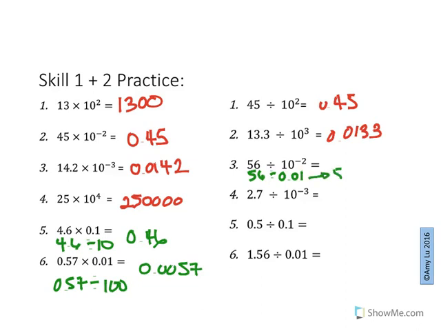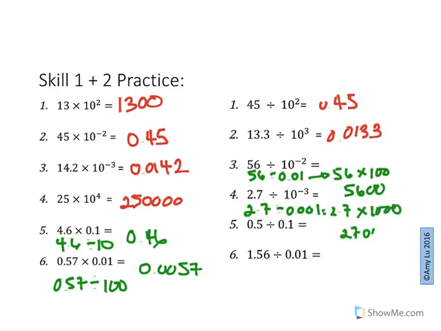Now 56 divided by 10 to the negative 2 is the same thing as saying 56 divided by 0.01, which is the same thing as saying 56 times 100. So this should actually make 5,600. 2.7 divided by 10 to the negative 3 is the same as saying 2.7 divided by 0.001, which is the same thing as saying 2.7 times 1,000. So this should make 2700.